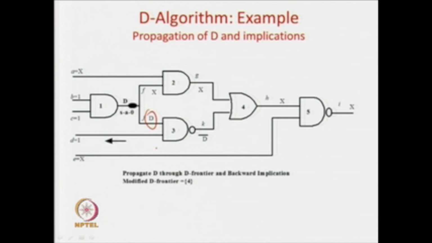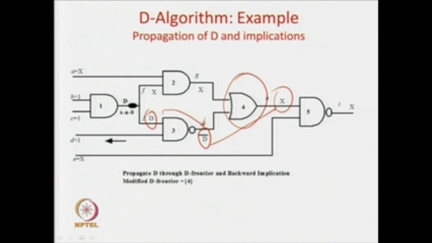So, now this was in the D frontier, gate number 3. So, now you put a D prime over here. Once you put a D prime, obviously this fault is effectively propagated, because this becomes a D prime, inverting gate. So, now you can see that gate number 4 will be in the D frontier, because this output is x and the input fault value is D prime. So, there is a scope of propagating the value through this.